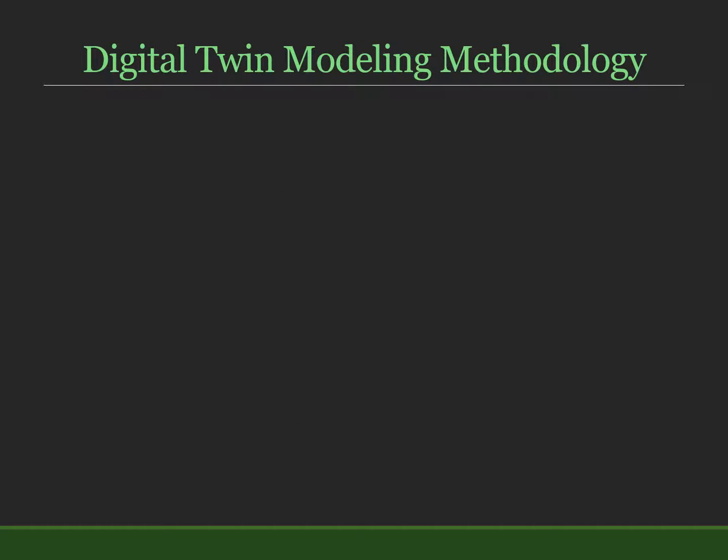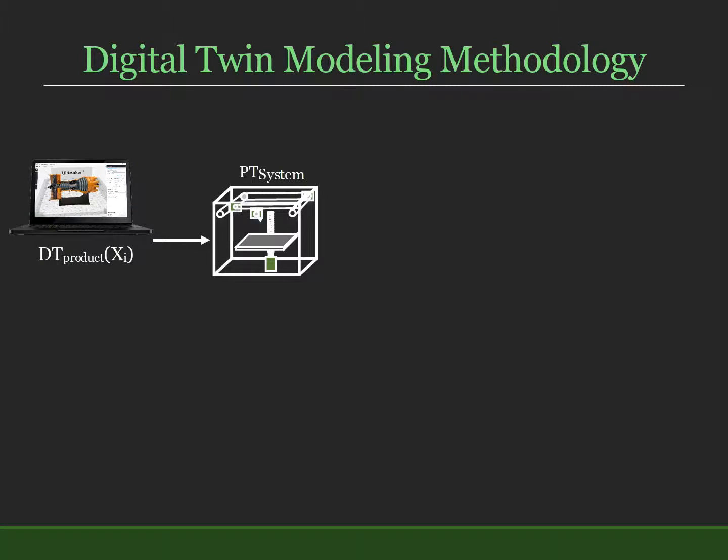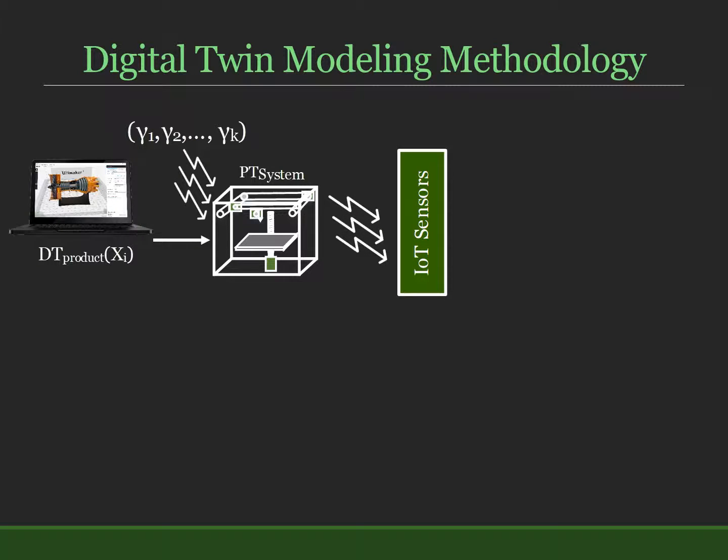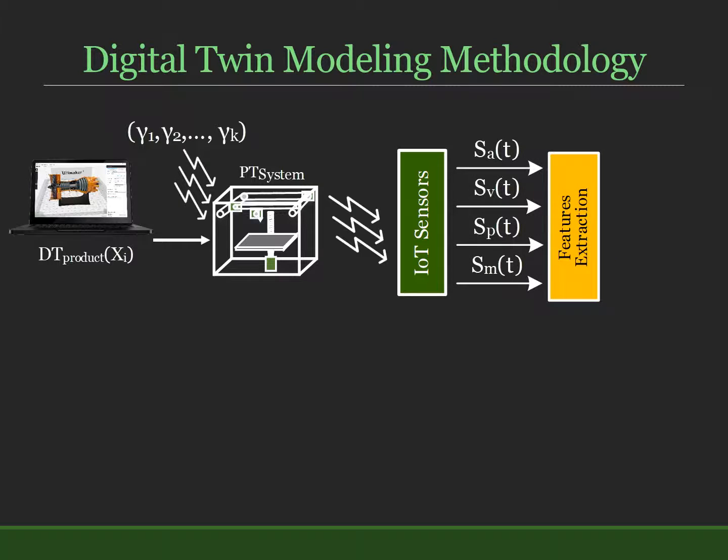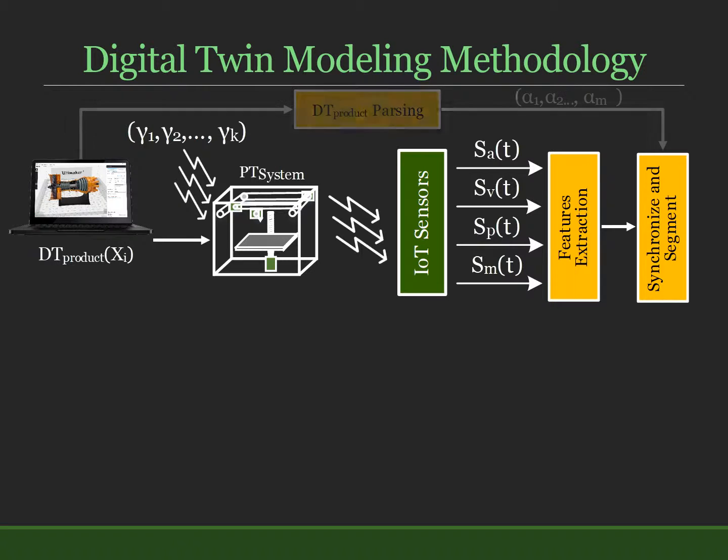In order to build a digital twin, at first, the digital twin of the product is passed to the physical twin of the system. The physical twin of the system is constantly influenced by environmental parameters, such as humidity, temperature fluctuation, etc., represented by gammas in the slide. When the physical twin of the system is operating, various analog emissions, which are unintended, are continuously monitored from various side channels. These raw analog emissions are preprocessed and various features in the time and frequency domain are extracted, which are synchronized and segmented. To do this, various product digital twin parameters are parsed, which are represented as alphas in the slide.